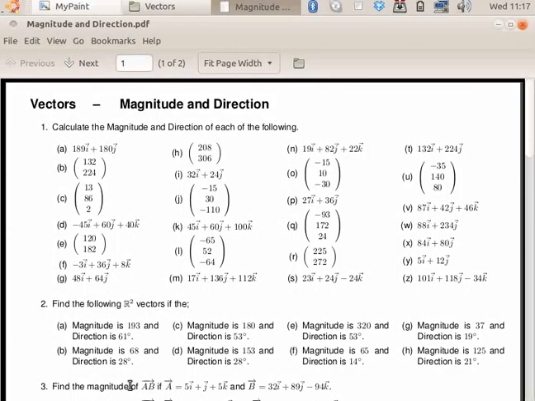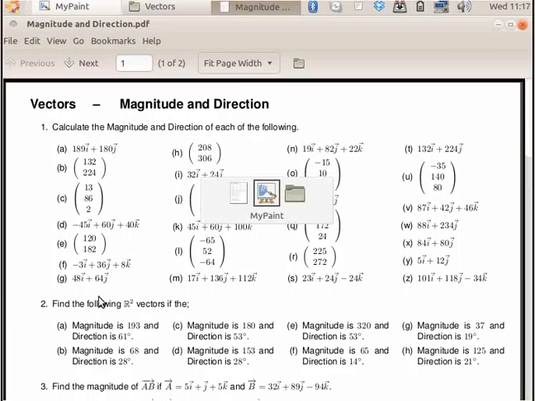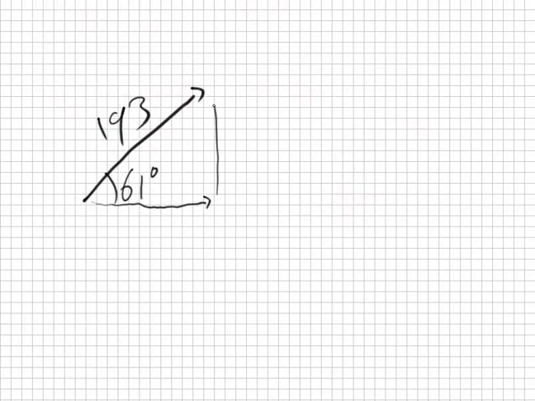So in this next one, I give you the magnitude and I give you the angle. It's 193 and 61. So now I tell you, here's the vector, 193, and the angle here is 61 degrees. And I want the i and I want the j.